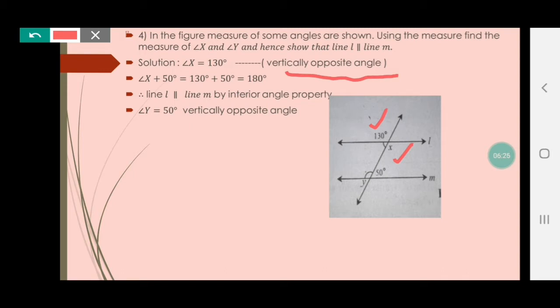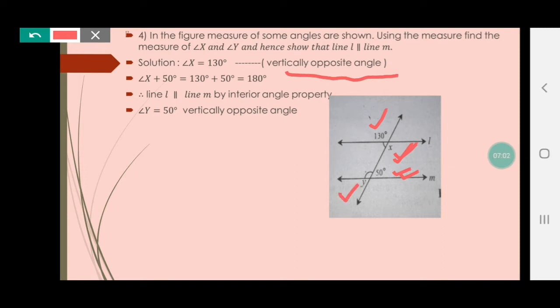Now this angle X plus 50 is equal to 130 plus 50, that is equal to 180 degrees. Now as these two angles are forming between the two lines, the two lines are parallel by the interior angle test. Okay, now this is clear. After that, angle Y we have to find out. So the measure of angle 50 will be equal to the measure of angle Y. Why is it equal?